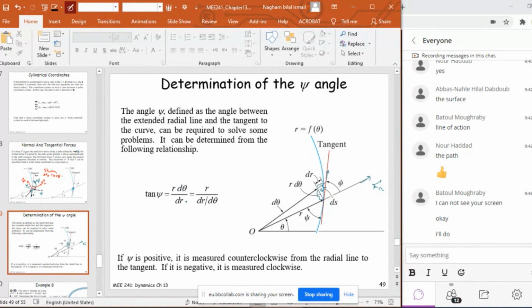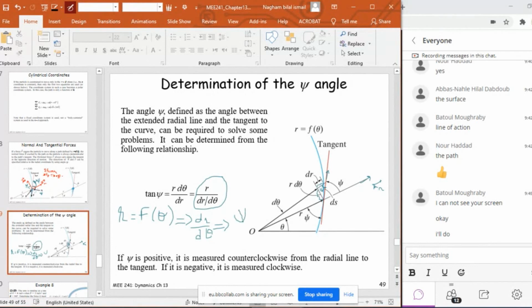Now, if I take this d theta to the denominator, then tangent psi will be equal to r over dr over d theta. Which means, guys, if I know r in terms of theta, I can find dr, the derivative of r with respect to theta, I can find psi.